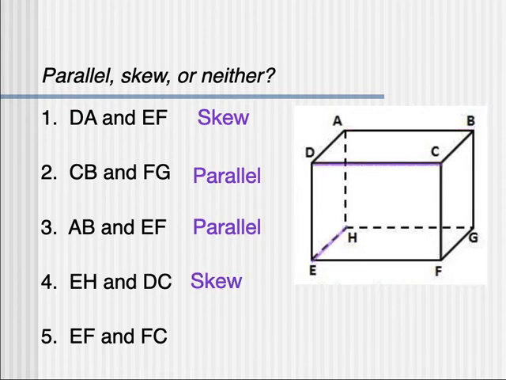If you look at EH and DC, they are never going to intersect, and they're not on the same plane. There's no way to draw a plane that contains them both. So that would be skew.